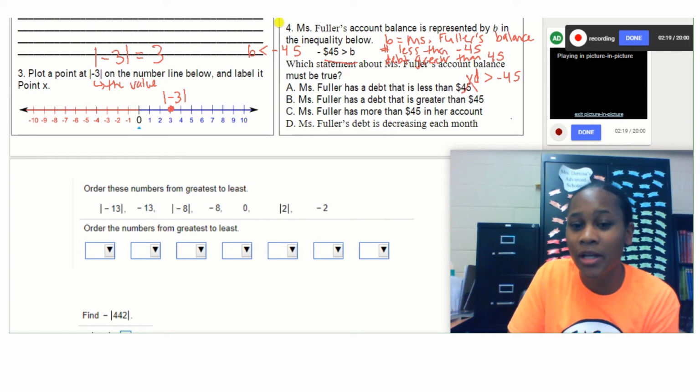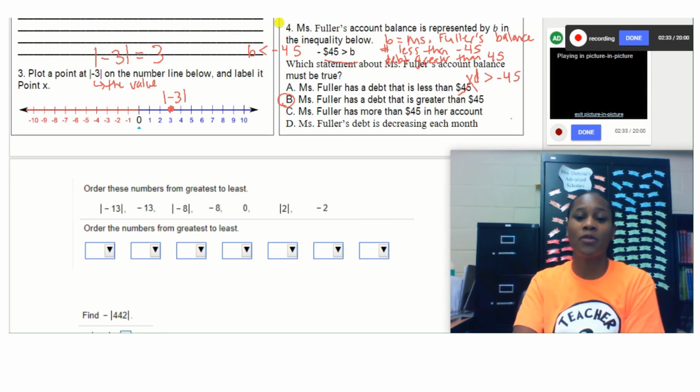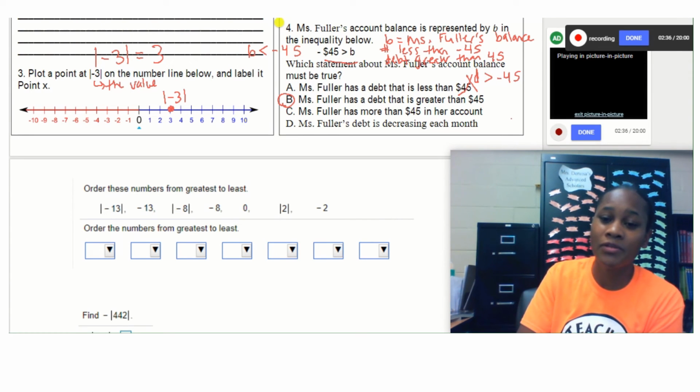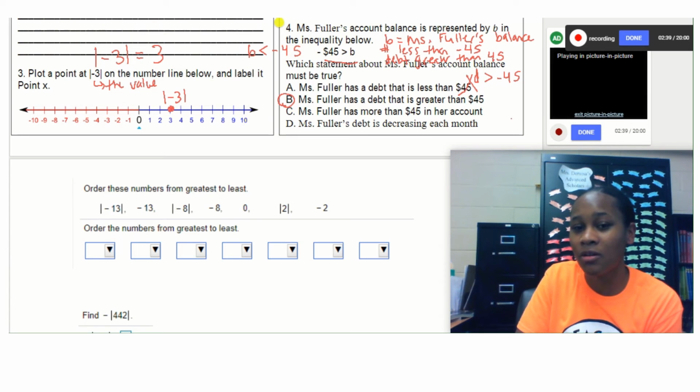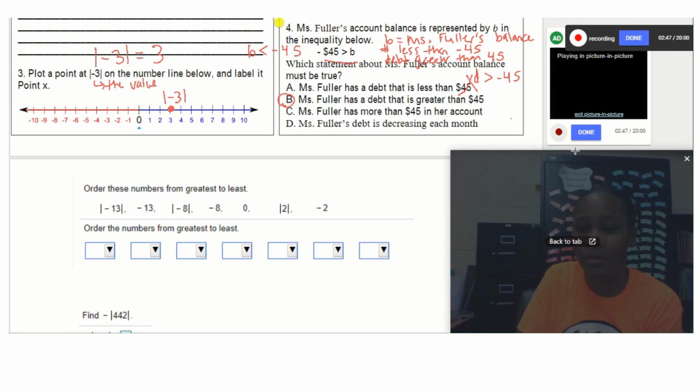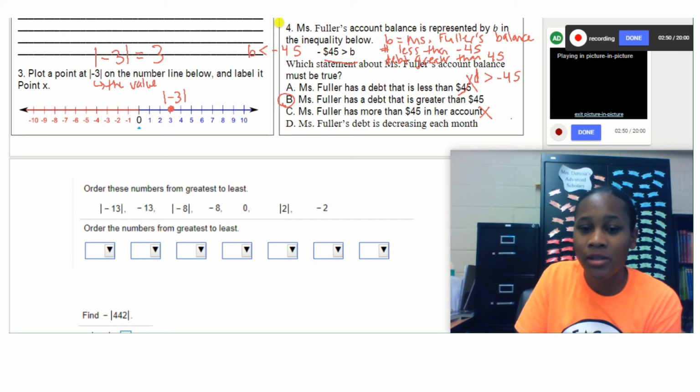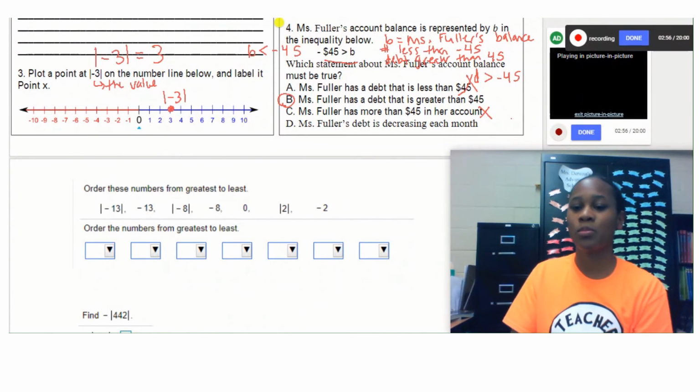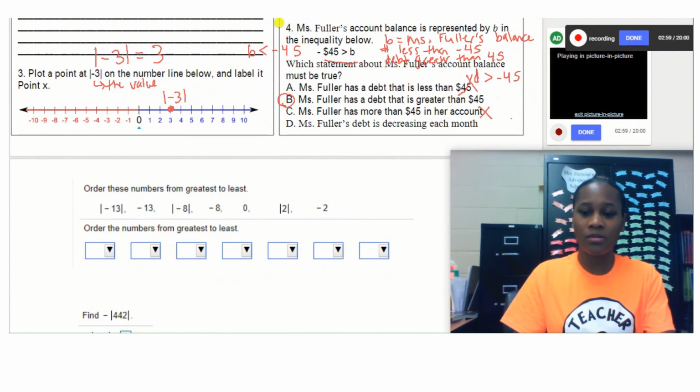The next one, Miss Fuller has a debt that is greater than $45. So the amount that she owes is greater than negative 45. So that's the one that we want to select as our answer choice. And the next one, Miss Fuller has more than $45 in her account. If she had more than $45, we wouldn't see negative numbers at all. We would see her bank account balance is greater than 0. So that is not the correct answer. C is incorrect. Eliminate. And then the next one, Miss Fuller's debt is decreasing each month. We don't have the evidence to support that claim, so we would just cancel that one out altogether.